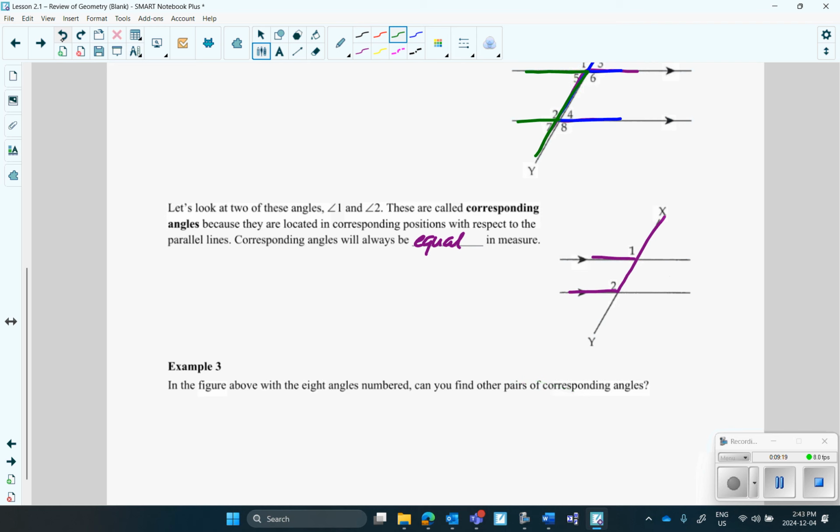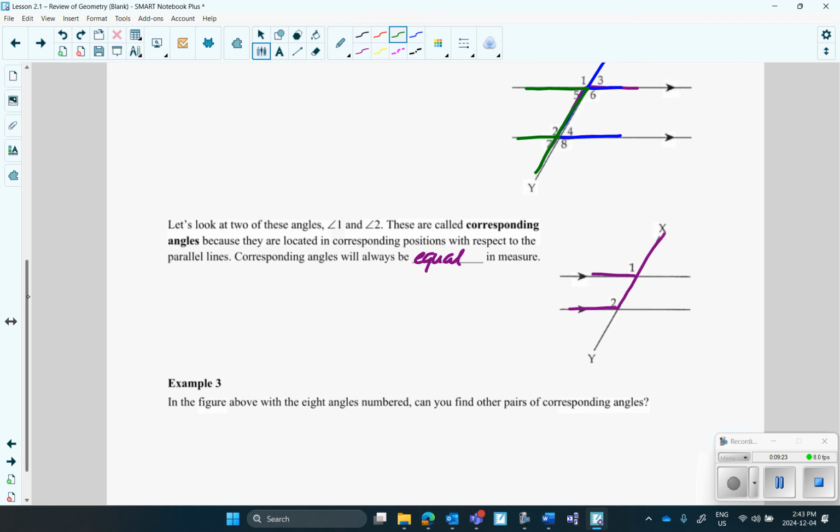So other pairs of corresponding angles would be the proper F, 4 and 6. So angle 4 and angle 6 would be a pair. Another pair would be angle 3 and angle 4. And another pair would be angle 5 and angle 7. All of those form an F pattern, which means all those pairs are the same.